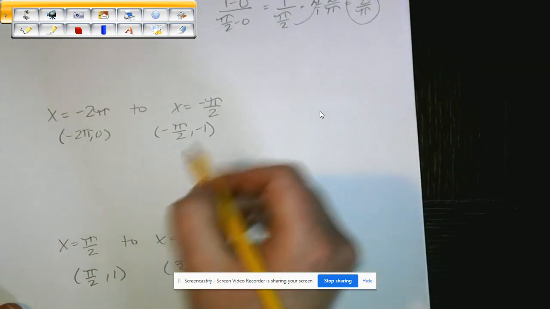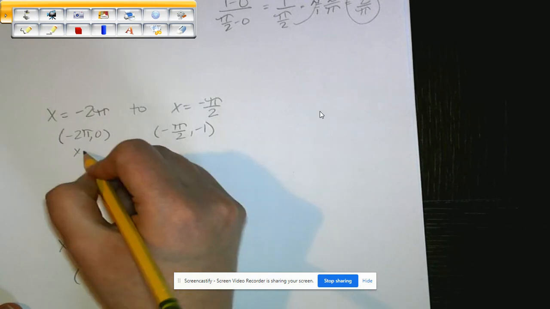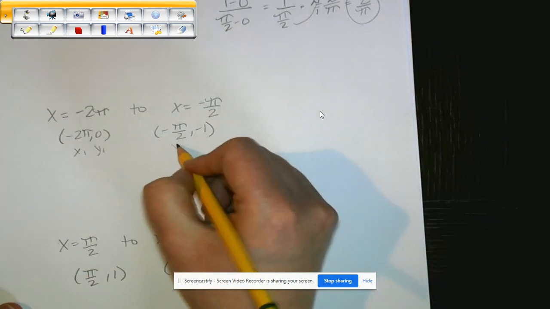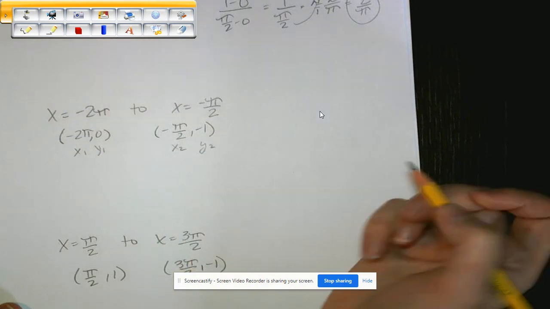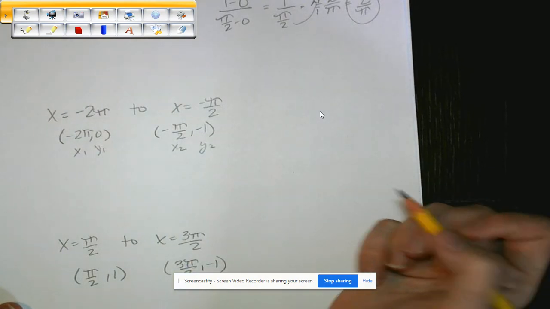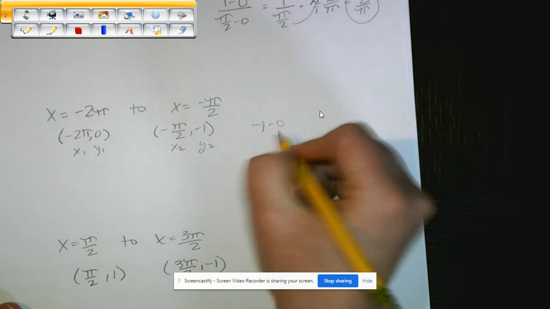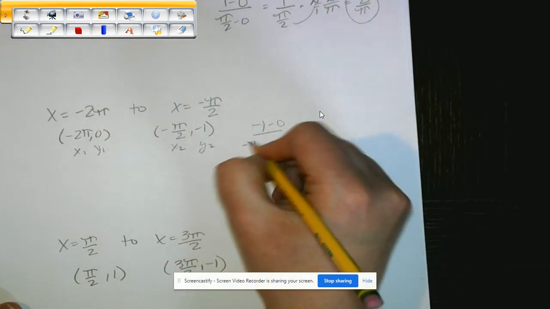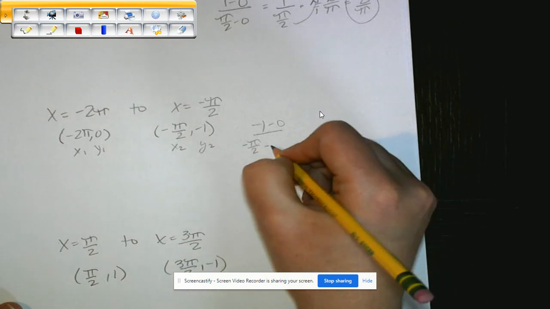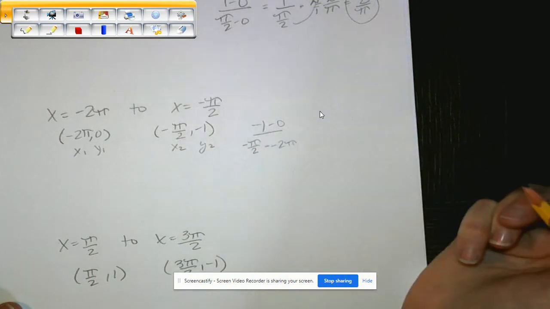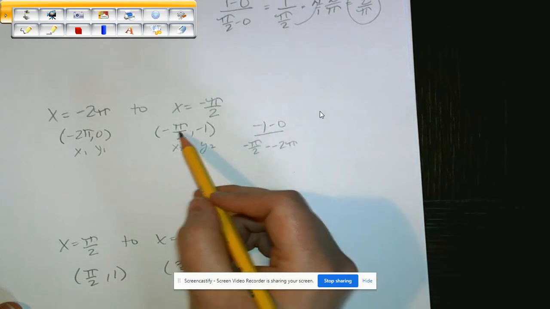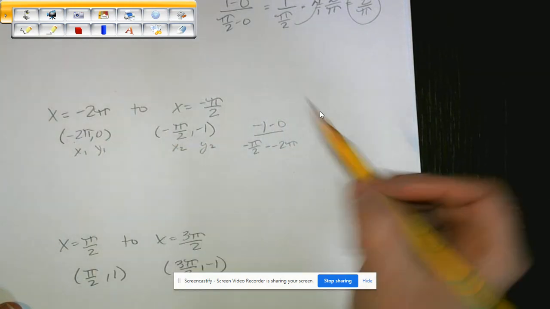Our second one, same thing. We have our coordinates that we found on our graph, x1, y1, x2, y2, and then use your slope formula, negative 1 minus 0 over my x's, negative pi over 2 minus negative 2 pi. Remember your double negatives here, guys, okay? It's a negative minus another negative.